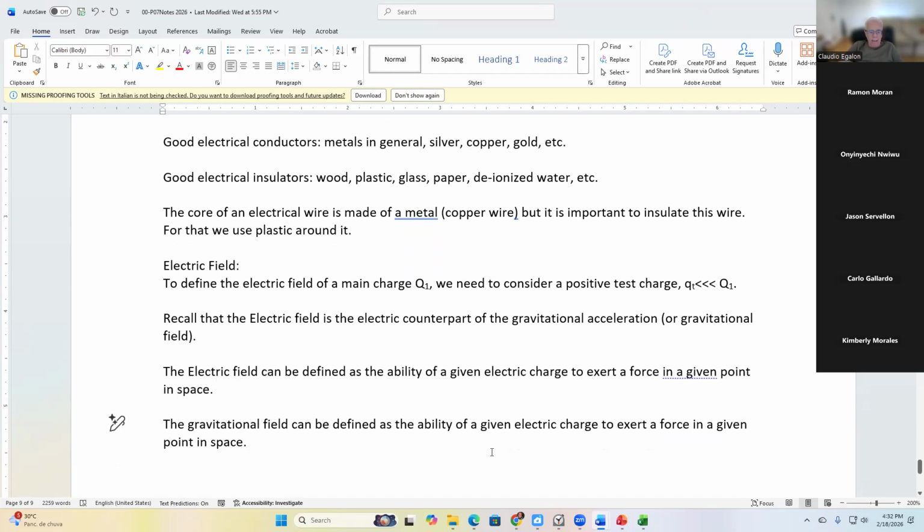It can be defined as the ability of a given mass to exert a force, and I'm going to put a gravitational force, okay? And I'm going to put an electric force, at, not in, right, but at a given point in space. Electric field versus gravitational field.